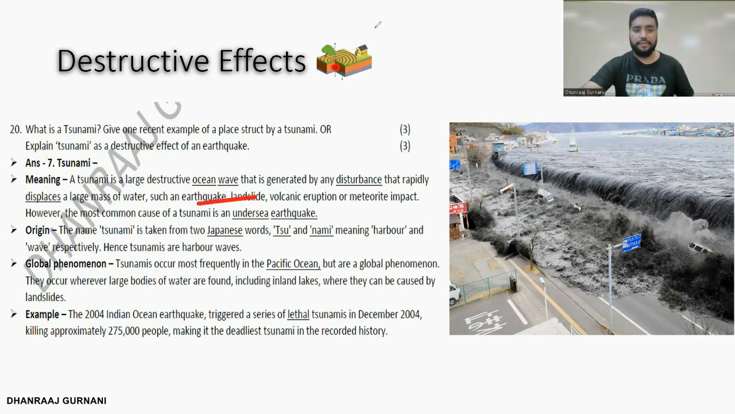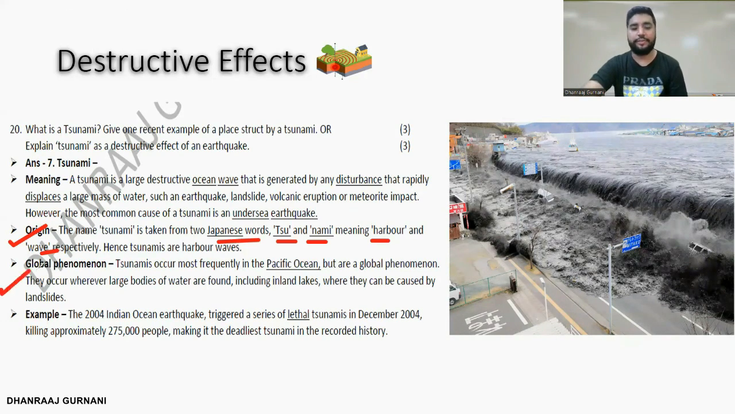It may be created because of a landslide, volcanic eruption, or meteorite impact. However, the most common cause of a tsunami is an undersea earthquake. Origin: the name tsunami is taken from two Japanese words, su and nami, meaning harbor and wave respectively, and tsunami means harbor waves.